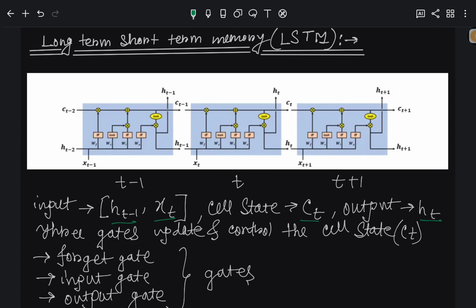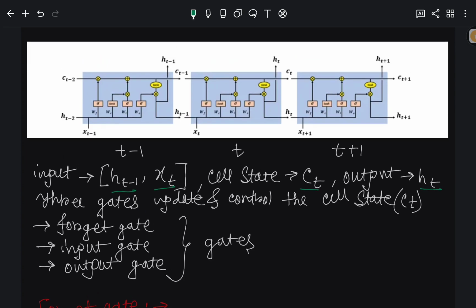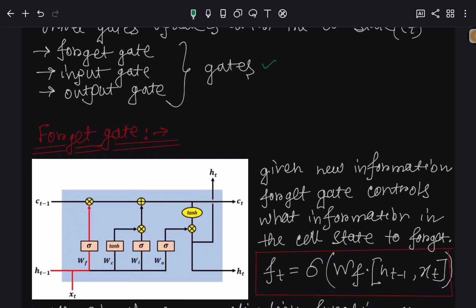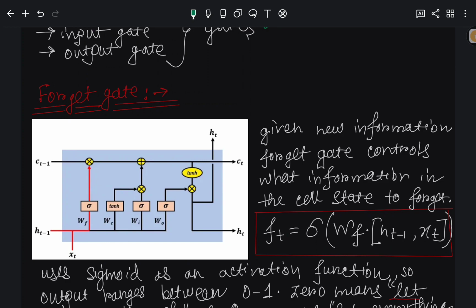Now, there are also certain gates which are new to LSTM, and all these gates update or control the cell state. The gates are the forget gate, input gate, and output gate. These three gates are mainly responsible for updating or controlling the values of your cell state. Now let's first talk about the forget gate. Given the new information, the forget gate controls what information in the cell state to forget.